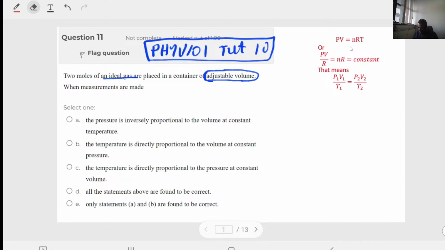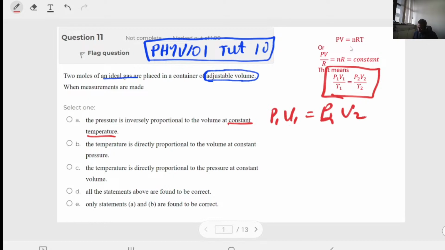That means you could write P1 V1 over T1 equals P2 V2 over T2. That's the main one. In the case of A, constant temperature: if temperature is constant, that means P1 V1 equals P2 V2. Then you will see that P1 equals V2 over V1 times P2. The pressure is therefore inversely proportional to the corresponding volume. We said this is correct.